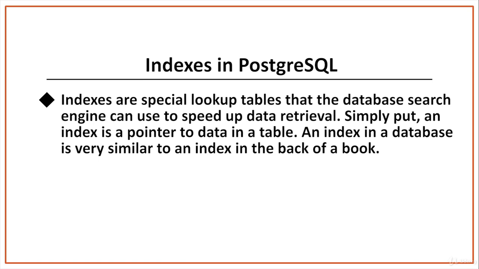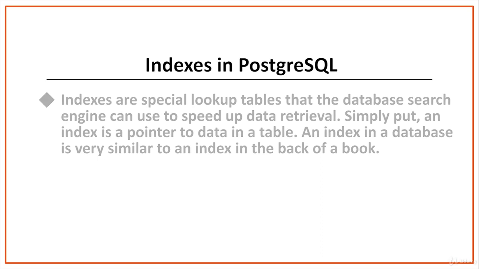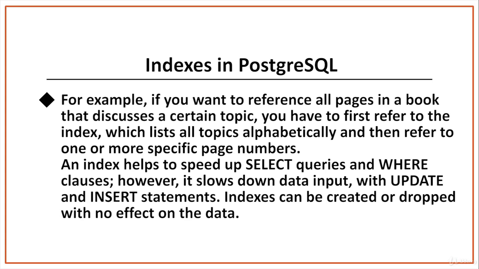Indexes are special lookup tables that the database search engine can use to speed up data retrieval. Simply put, an index is a pointer to data in a table. An index in a database is very similar to an index in the back of a book. For example, if you want to reference all pages in a book that discusses a certain topic, you first refer to the index, which lists all topics alphabetically, and then refer to one or more specific page numbers.